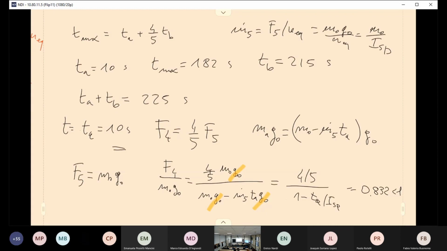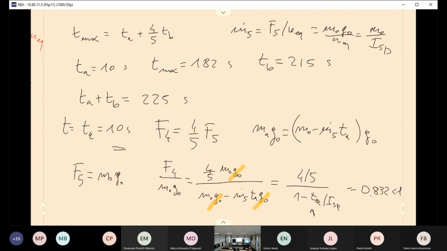So the answer is no. And so we can move to the fourth question that says that if the answer is no, what is the minimum time needed to allow safe failure of one engine? So in practice, we have to take this expression and evaluate this TA to have this value equal to 1.